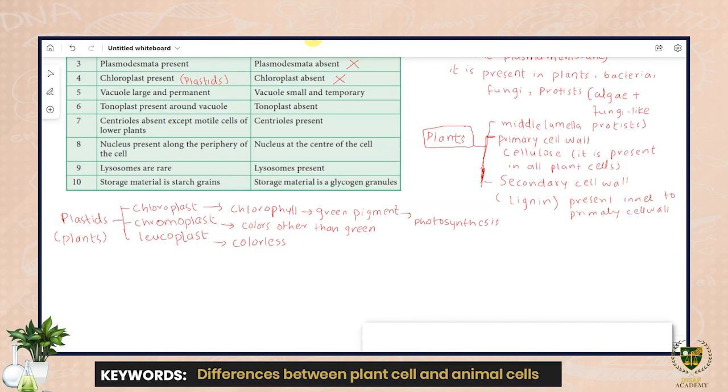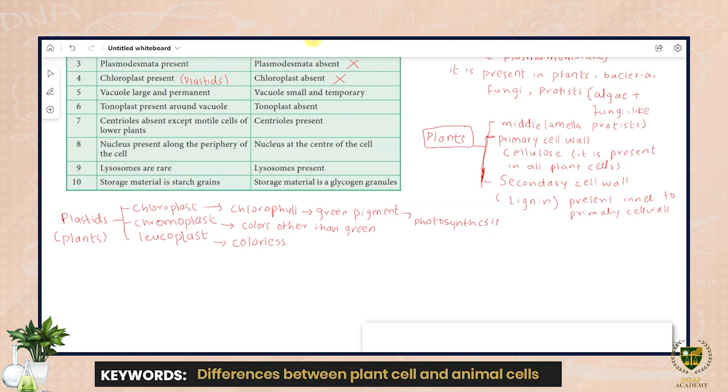Clear? So dear students, plant cells में बड़े बड़े vacuoles होते हैं, जिसकी वजह से जो nucleus होता है that moves to the side, इसी वजह से जो न्यूक्लियस है प्लांट सेल्स का वो सेंट्रल नहीं होता, जबकि एनिमल सेल्स का सेंट्रल होता है, क्लियर?